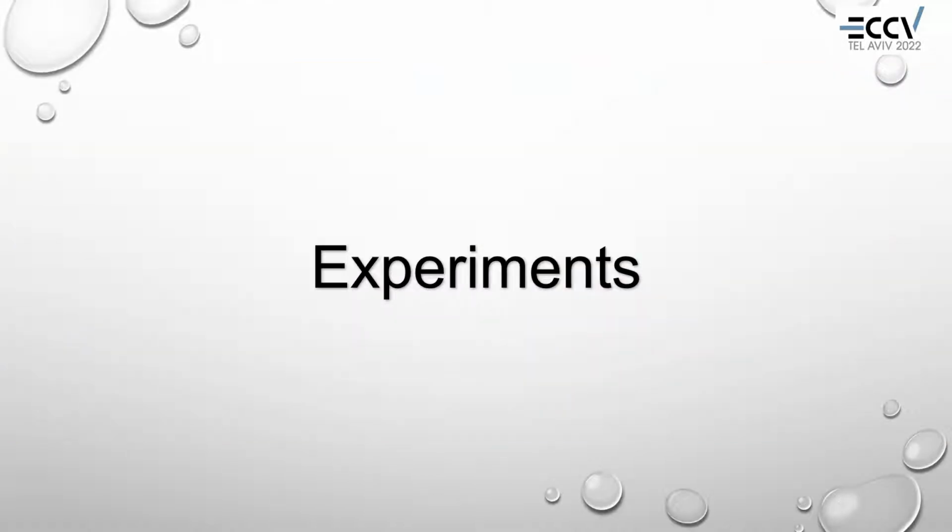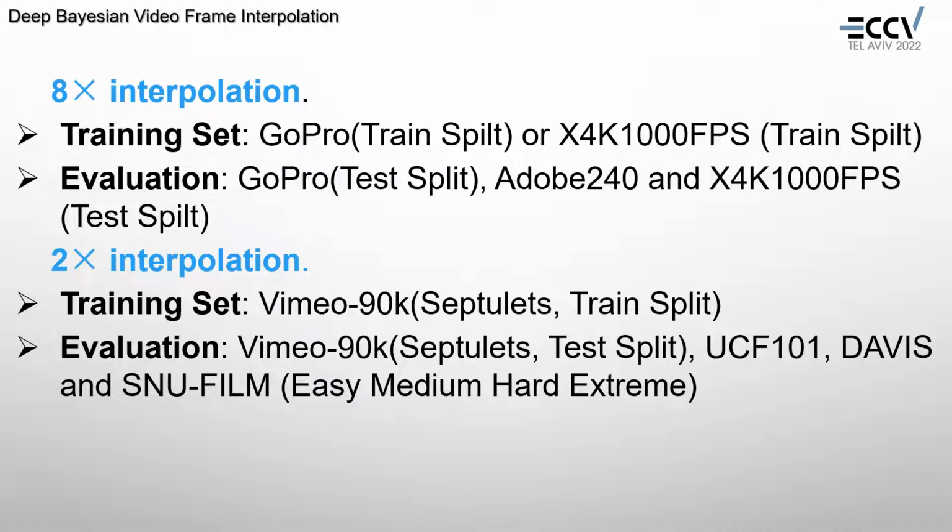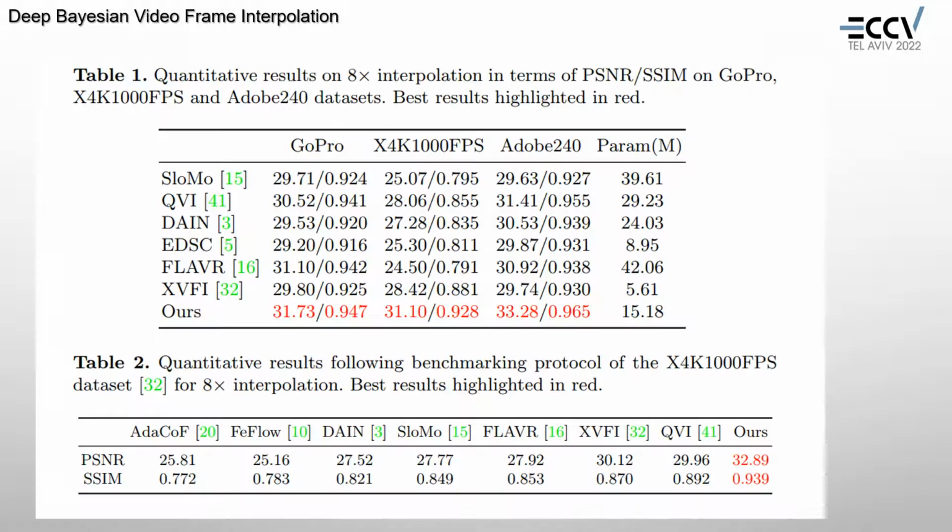Now comes the experiments. We evaluate extensively on 10 benchmarks: GoPro, Adobe 240, X4K 1000 fps, Vimeo-90K, UCF101, DAVIS, and the easy, medium, hard and extreme subsets from SNU-FILM. Among them, GoPro, X4K 1000 fps and Adobe 240 are used to evaluate 8 times interpolation, while the others are 2 times. Evaluated with extensive experiments, this method sets new records on 8 of 10 public benchmarks, outperforming state-of-the-art methods.